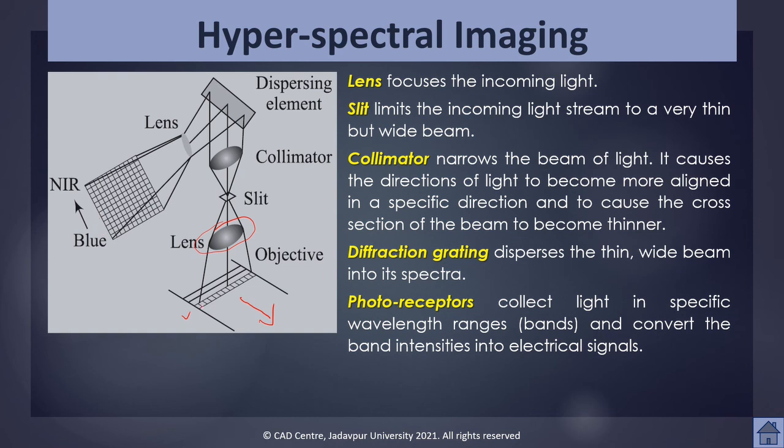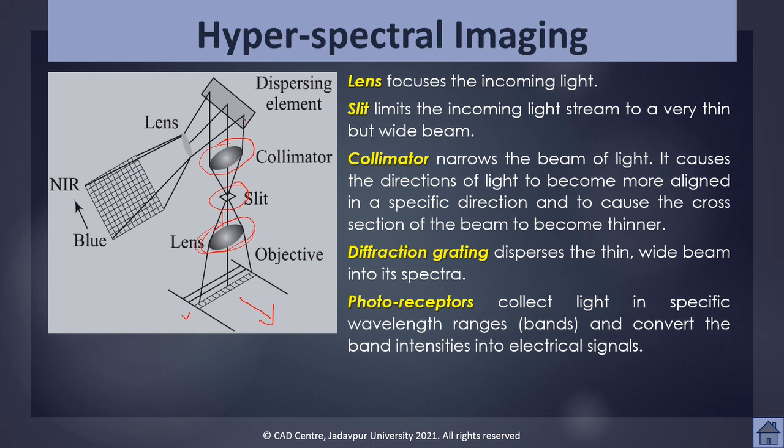Now, the light from the ground will pass through the lens, and then this light will be focused through a very narrow slit, and then this narrow slit will allow the light to pass through another device that is called collimator, and this collimator is responsible to make the light in a very thin film.